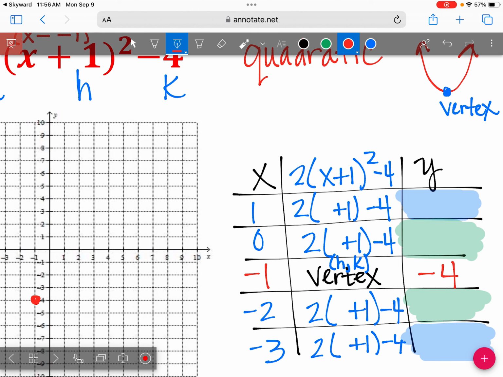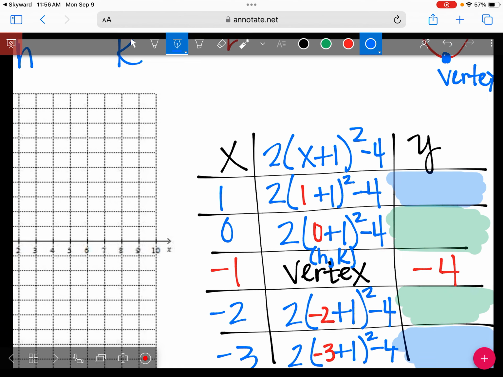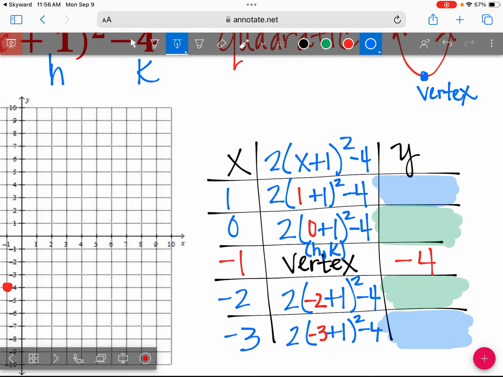And I'm just going to put in these numbers. I'm going to put a 1 in, a 0 in, a -2 in, and a -3 in. Oops, I forgot to put the square. Got to have that square or it's not going to work. But that's how you type that in your calculator. So go ahead and do that to get your other 4 values and graph it. And that's it. So we're going to start with the vertex. Pick 2 numbers to the left, 2 numbers to the right, and graph it.